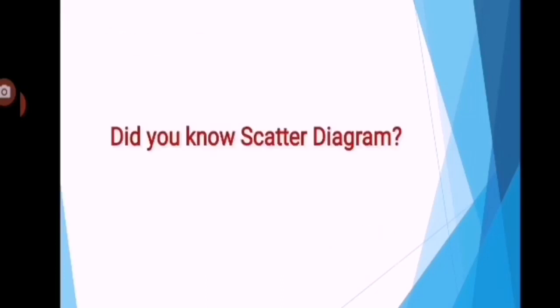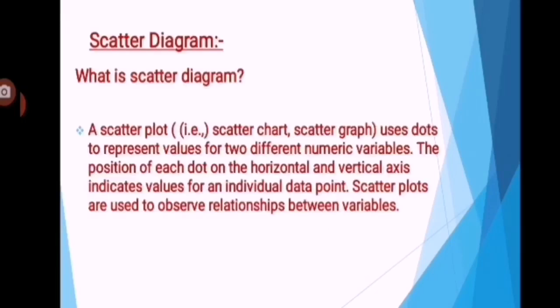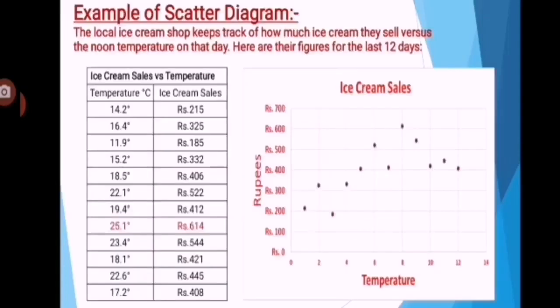Did you know the scatter diagram? What is a scatter diagram? A scatter plot, scatter chart, or scatter graph uses dots to represent values for two different numerical variables. The position of each dot on the horizontal and vertical axes indicates the value for an individual data point. Scatter plots are used to observe the relationship between two variables. This is the scatter diagram.